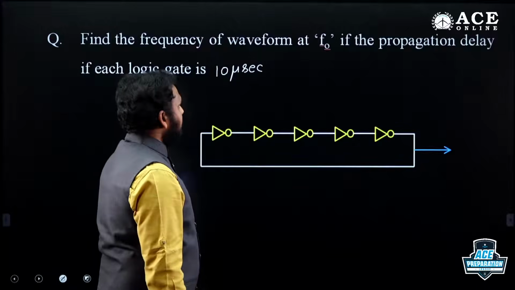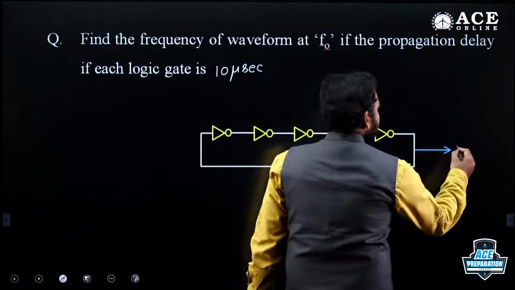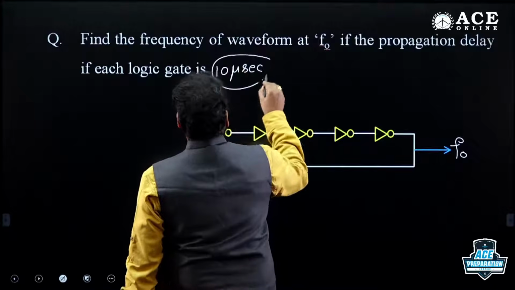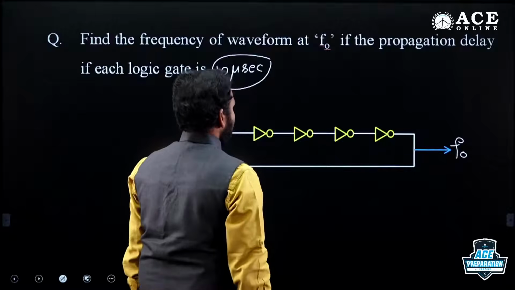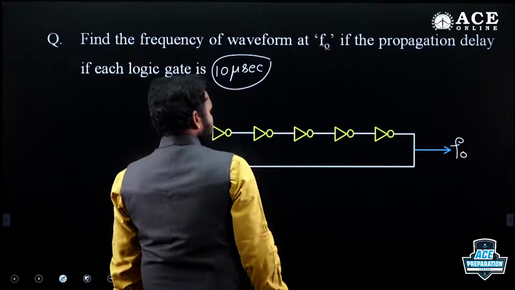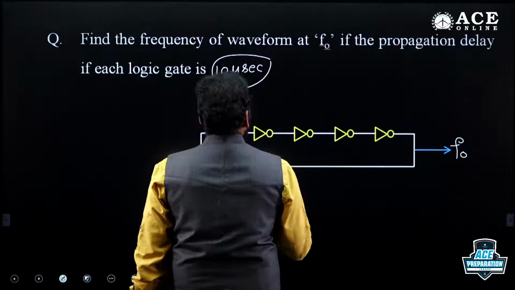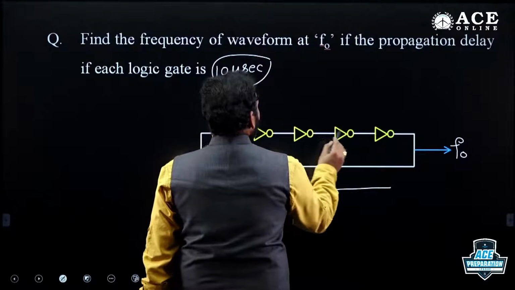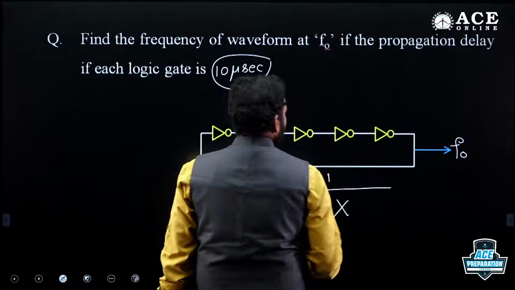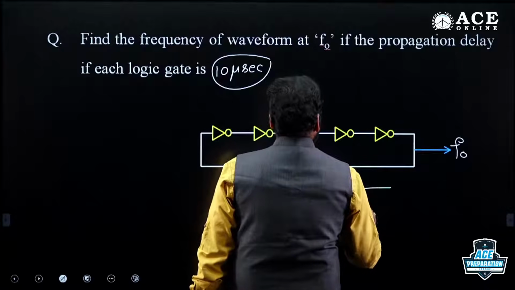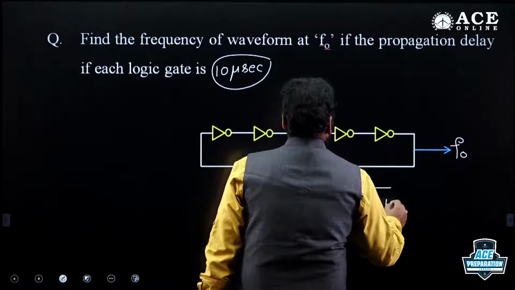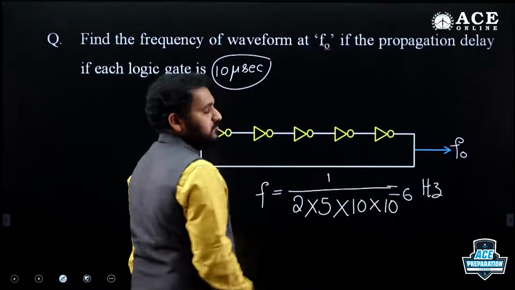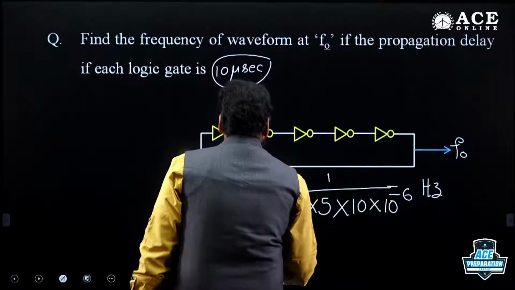Frequency F0. Please write F0 here. Propagation delay is 10 microseconds. F is equal to 1 by 2 into n into TPD, with n being 5 here. What is the TPD? 10 microseconds, that is 10 into 10 to the power minus 6. You do the calculation. It's just a matter of substitution.